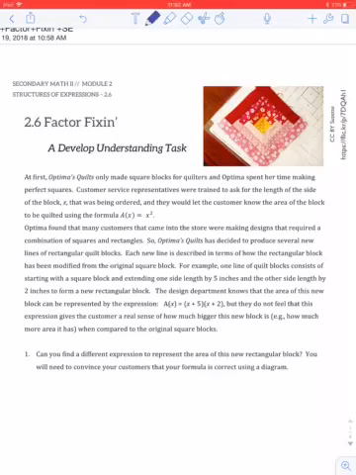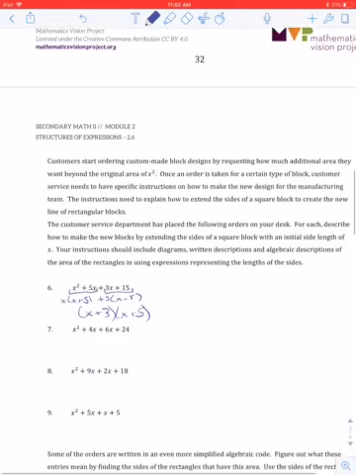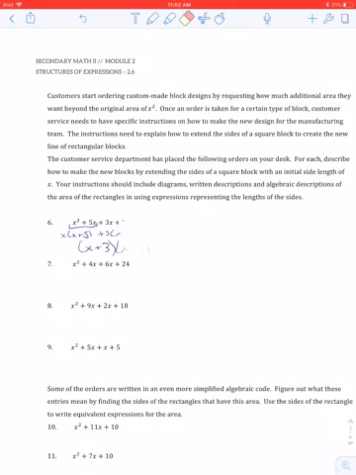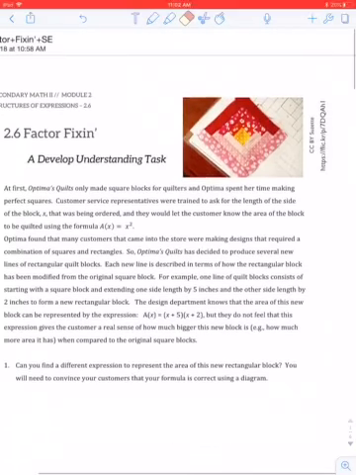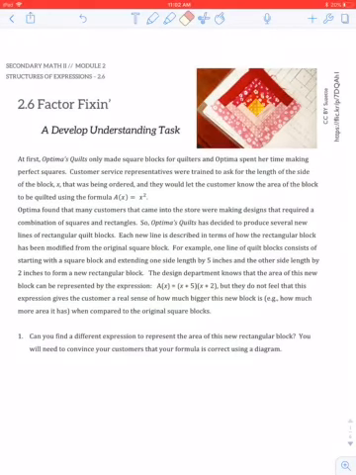Okay, everybody, here is 2.6 factor fixin. I'm going to read this. It's a lot of reading in the beginning, but then you can see it opens up a little bit, and you guys will be able to work through it just fine on your own. And as always, there's some things that you have to do, and then some things that are unnecessary. All right, here we go.